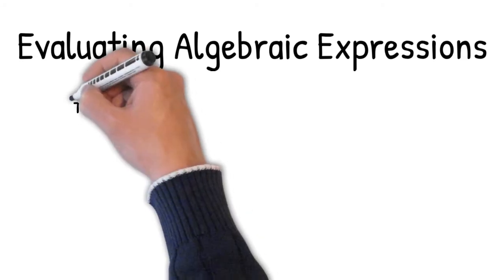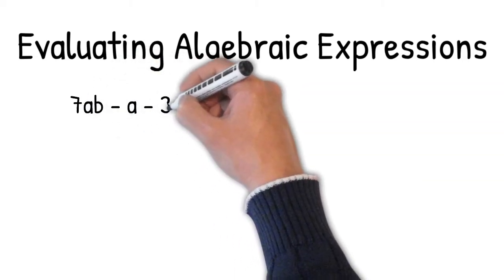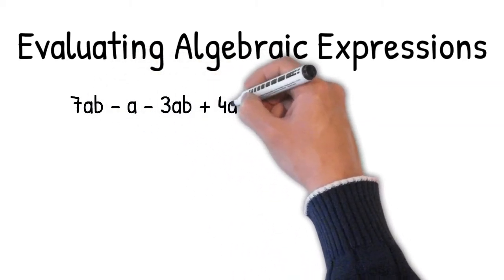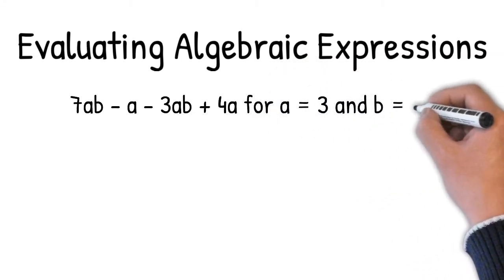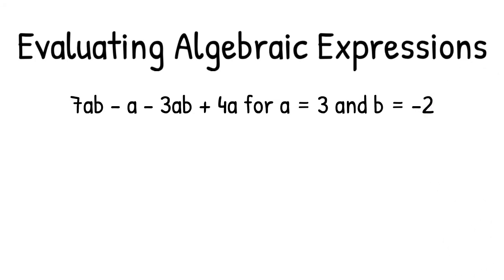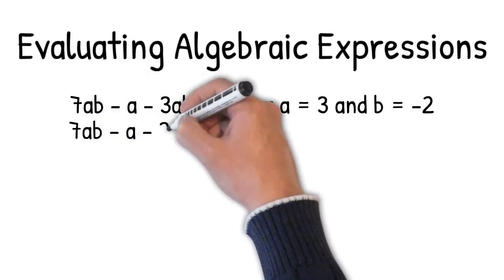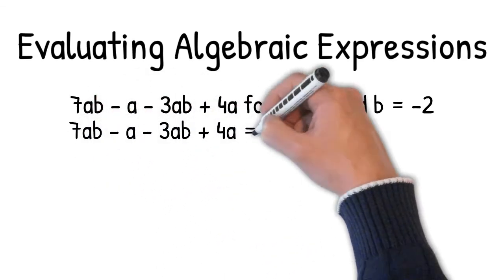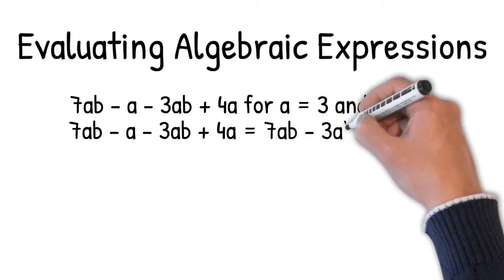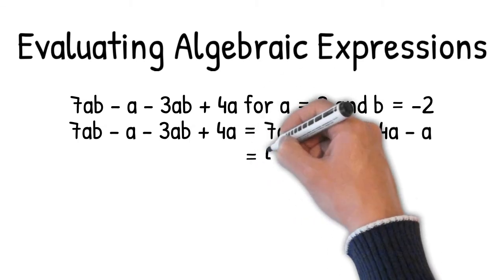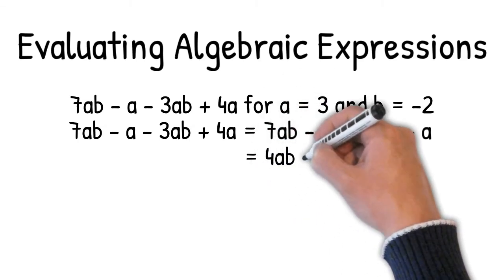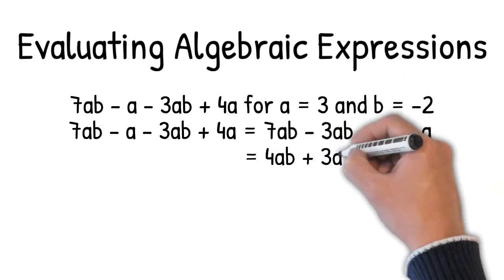Now let's do one last problem. Simplify and evaluate 7ab minus a minus 3ab plus 4a for a equal to 3 and b equal to negative 2. First, simplify the expression by combining like terms. So we have 7ab minus 3ab plus 4a minus a. Now 7ab minus 3ab is 4ab, and 4a minus a is 3a.